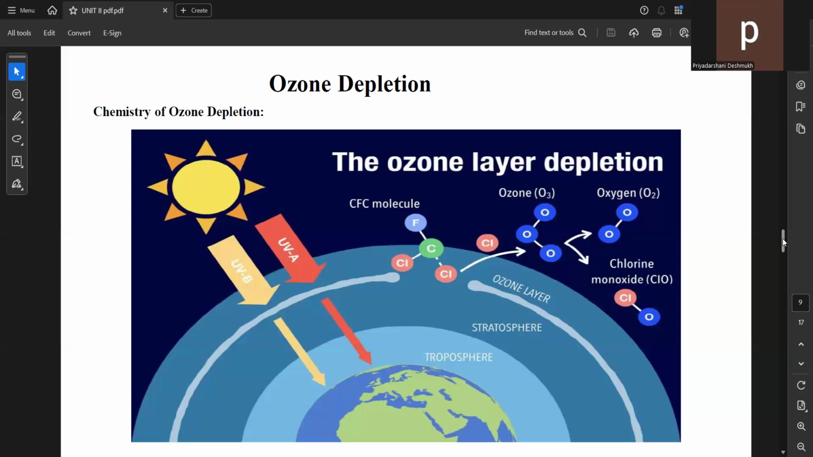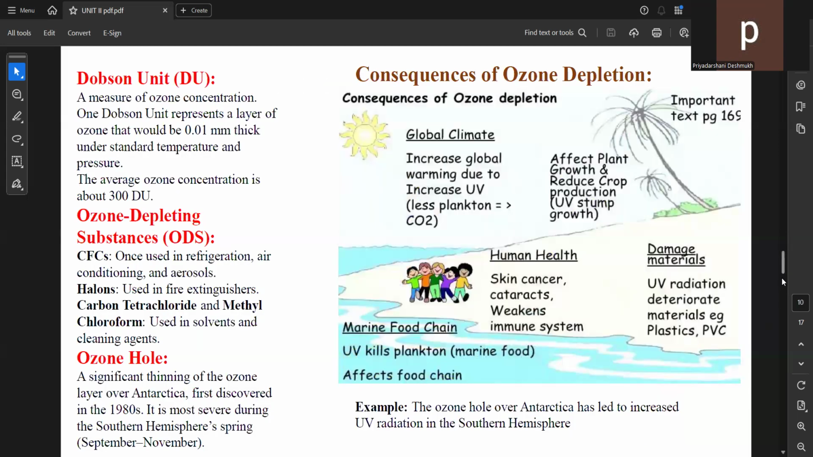Now the next topic that we are going to study is the Dobson unit, that is DU. What is the Dobson unit? Dobson unit is the measure of ozone concentration. One Dobson unit represents a layer of ozone that would be 0.01 mm thick under standard temperature and pressure. And the average ozone concentration is about 300 DU.